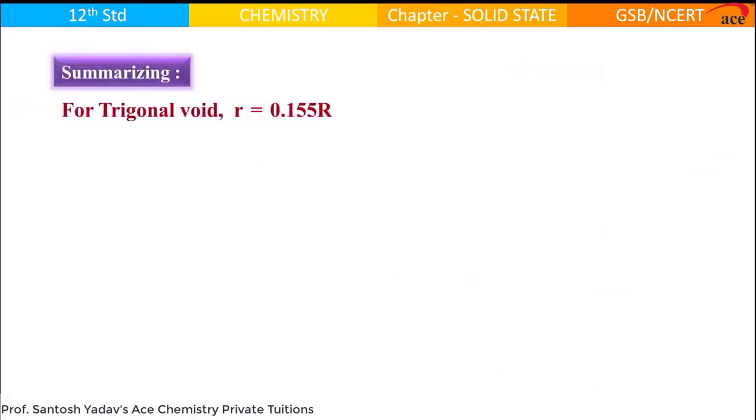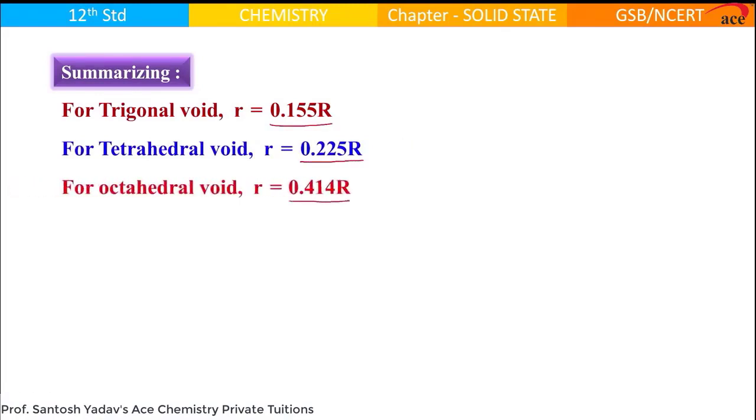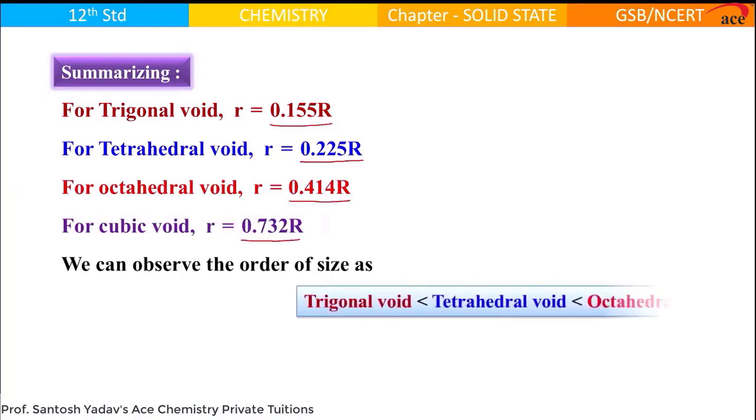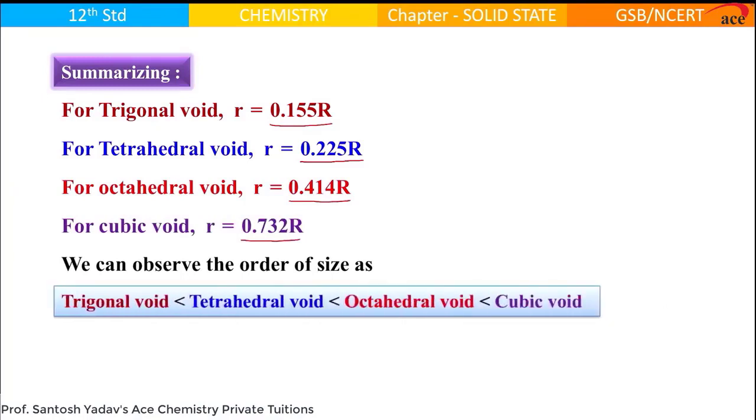Summary for all. Trigonal void, the value was 0.155 times R. Tetrahedral void was 0.225 of R. Octahedral void is 0.414 of R. Cubic void is 0.732 R. So, we can clearly understand the smallest is trigonal void and the largest is cubic void.